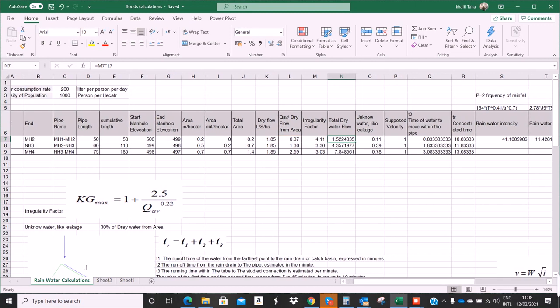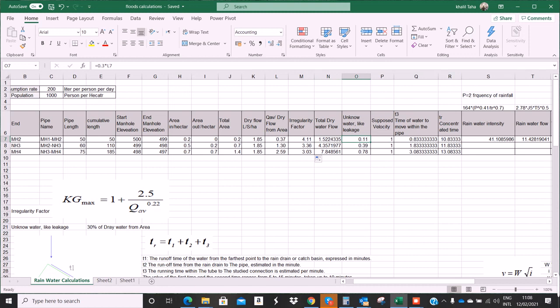There is something else we call unknown water. Sometimes your pipe may get water from other sources, like a leakage in the pipe, and groundwater may find its way into your pipe. We assume this is about 30% of the Q average.